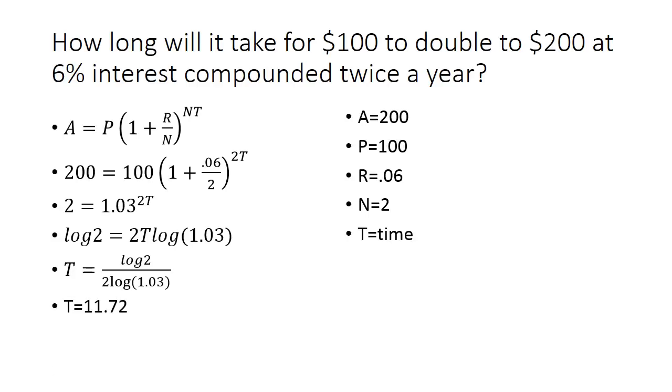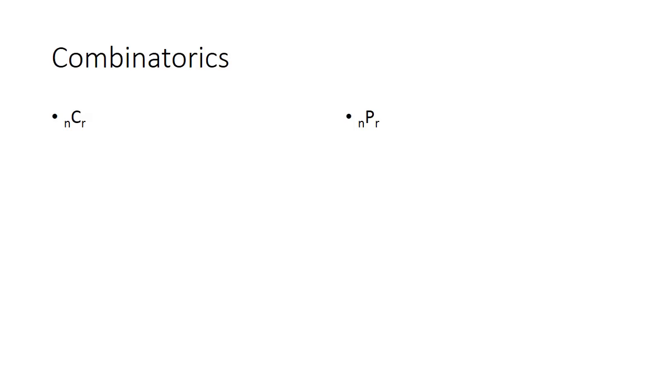And look at that. It would take you almost 12 years to double $100 to $200 at 6% interest compounded twice a year. That's interesting. I didn't think it would be that long. Okay, everyone. Now let's talk about combinatorics, the science of counting how many ways you can do things.